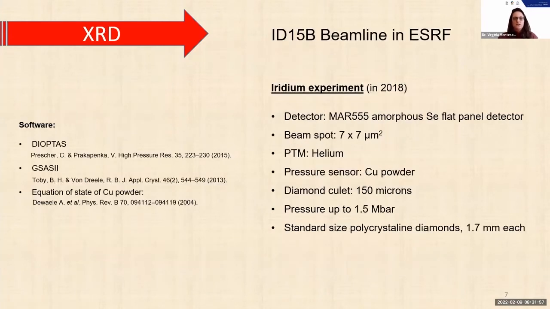The X-ray diffraction experiment was carried out at the ID15B beamline at the ESRF. And in this case, we worked with a beam spot around 7 by 7 square micrometers. We use again helium as pressure transmitting medium, and we increased the pressure up to 1.5 megabar. Of course, we used standard size polycrystalline diamonds, and in this case, we used copper powder as pressure sensor.